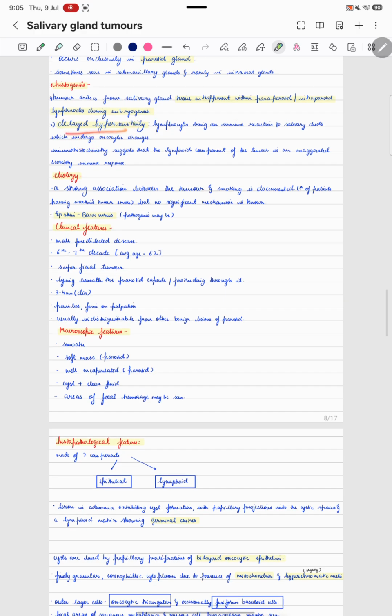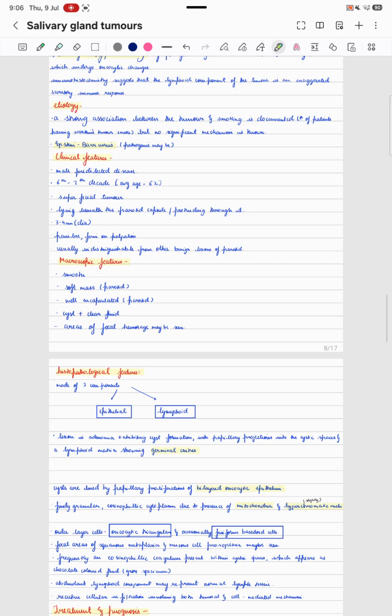Next is delayed hypersensitivity. Lymphocytes, being an immune reaction to salivary ducts which undergo oncocytic change; immunohistochemistry suggests that the lymphoid component of the tumor is an exaggerated secondary immune response. So there is another histogenic theory that says there is a delayed hypersensitivity in the lymphocytes, being an immune reaction to salivary ducts, which is why they are giving an exaggerated immune response.